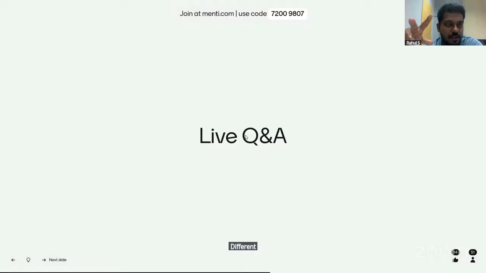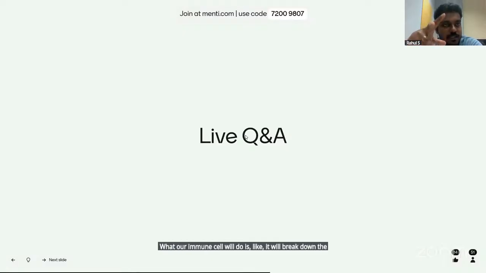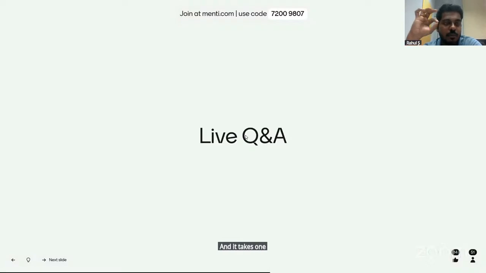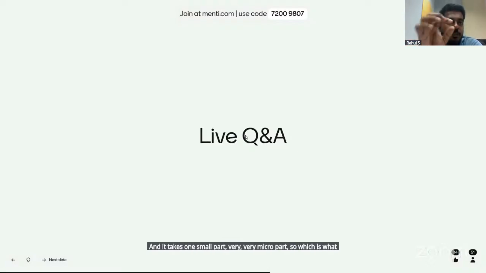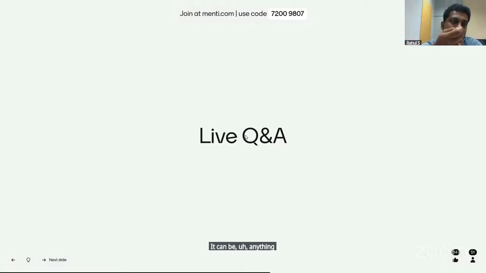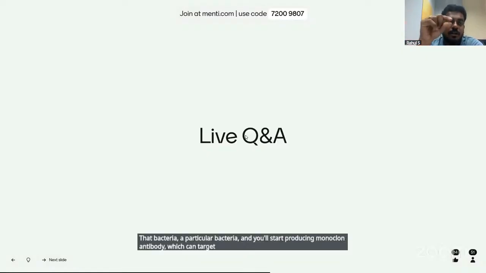Different types of parts are there in a bacterial cell. What our immune cell will do is break down the bacteria into many parts, and it takes one very, very micro part, which is a biomolecule. It can be a protein, it can be anything which is specific to that particular bacteria, and it will start producing monoclonal antibody which can target that particular piece.